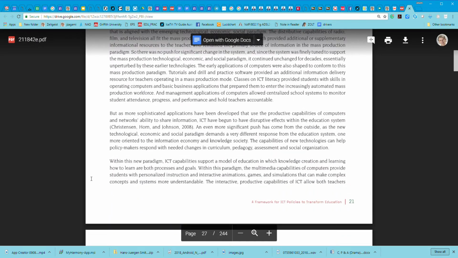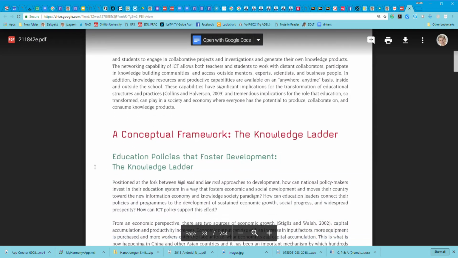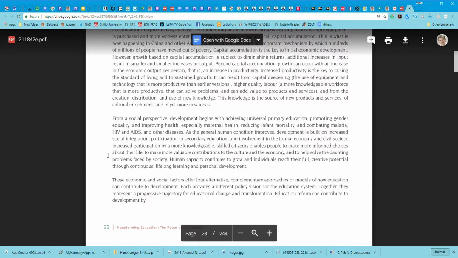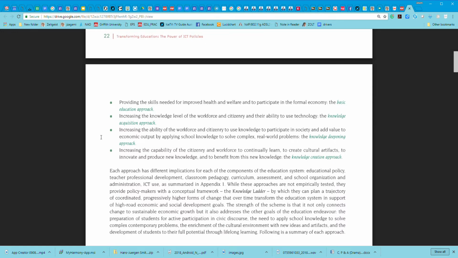But then we also have its potential impact upon the learning process and the educational process. So we've got this idea of a learning ladder.